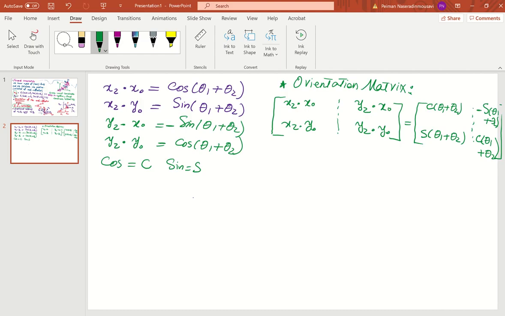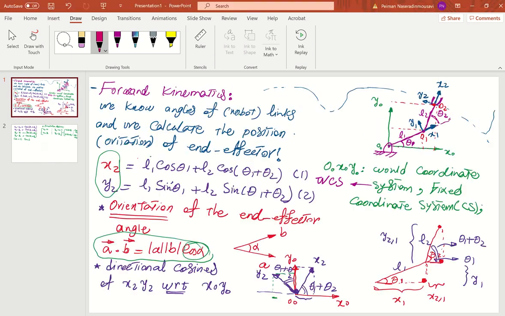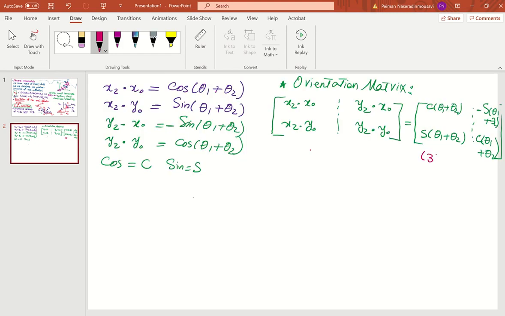Okay, so I'm naming this as equation number 3. So previously we had, I don't know what's wrong with the... previously we had equation number 1 and 2, and now we have equation number 3. Maybe there is a shortage in hard drive. Hold on, I fix it, guys.